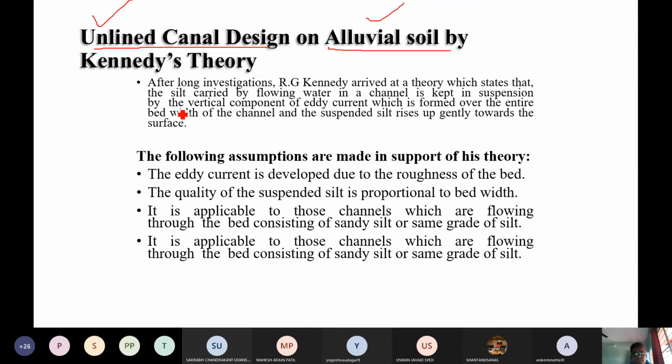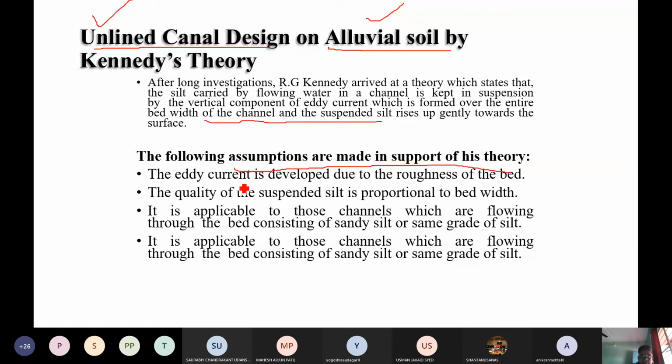Silt in the channel is kept in suspension, and by the vertical component of the eddy current, which is formed over the entire bed width of the channel, those suspended silt particles rise up gently toward the surface. So the assumptions are made under these theories, Kennedy's theories for unlined canal on alluvial soil.